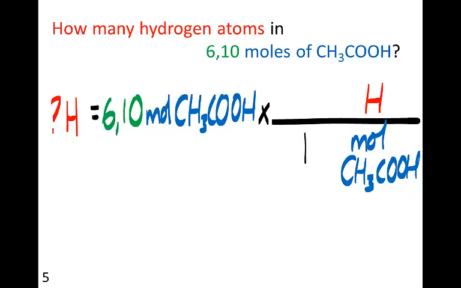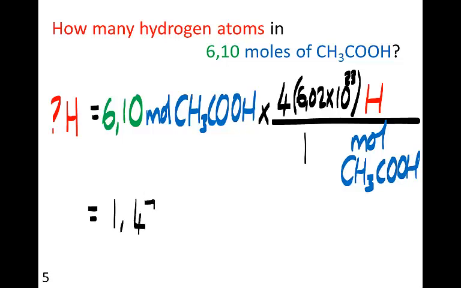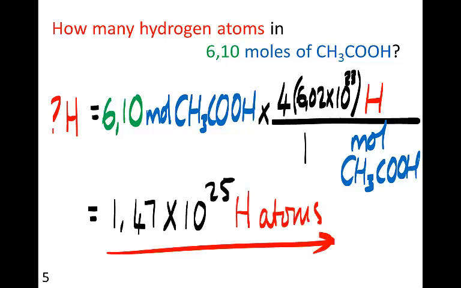1 mole of CH3COOH contains inside it 4 moles of hydrogen atoms, which is 4 times 6,02 times 10 to the power 23 hydrogen atoms. 6,1 times 4 times 6,02 times 10 to the power 23 gives us 1,47 times 10 to the power 25 hydrogen atoms. I can just write H, or I can emphasize the fact that it's atoms, write H atoms.